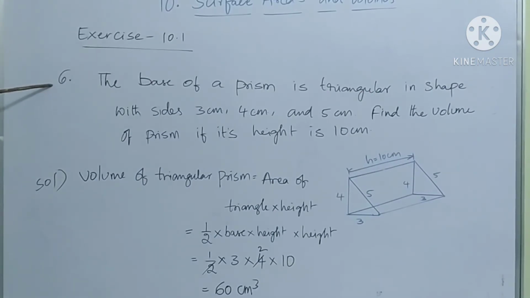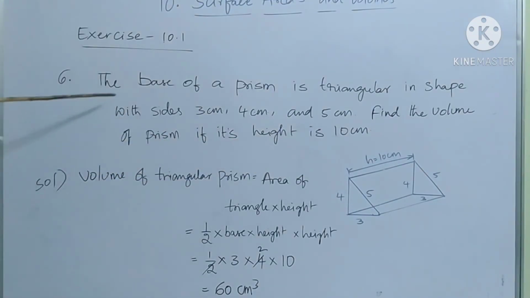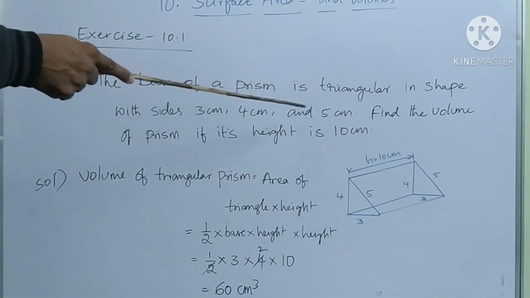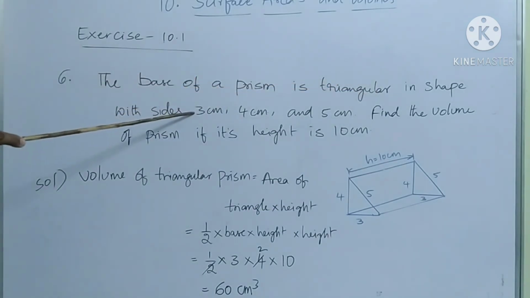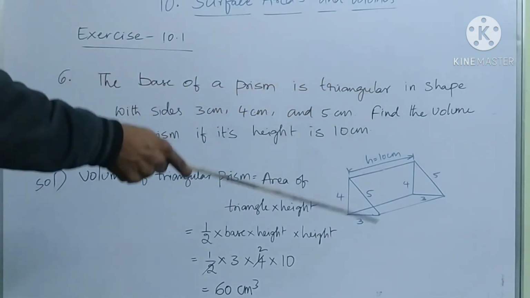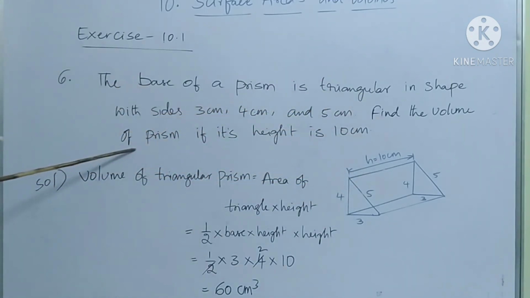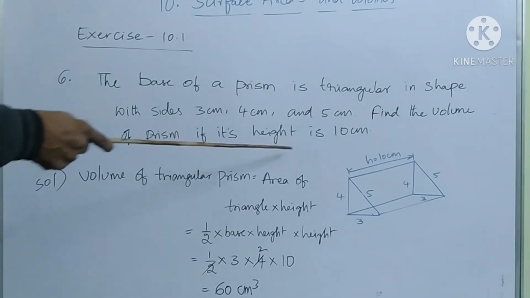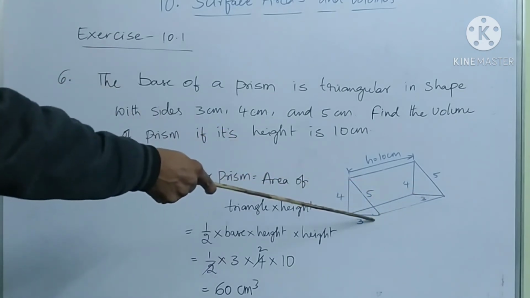This is the sixth question, exercise 10.1. Problem based on finding the volume of a prism. Find the volume of a triangular prism. This is the triangular prism. The question is, the base of the prism is triangular in shape with sides 3 centimeters, 4 centimeters and 5 centimeters. Find the volume of the prism if its height is 10 centimeters. Here, this is the height or length.